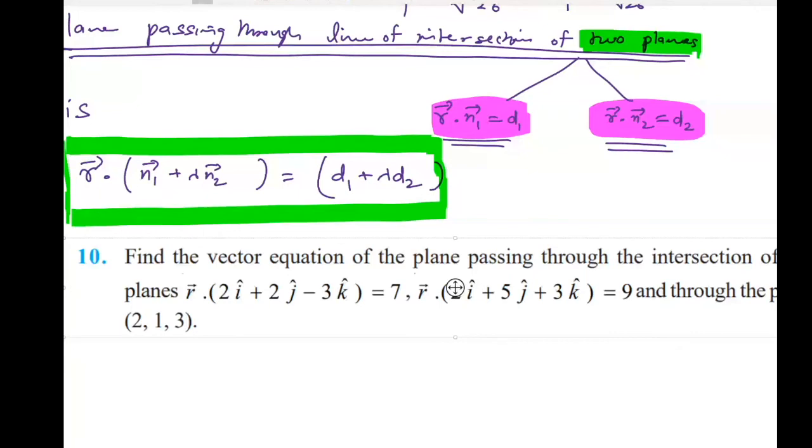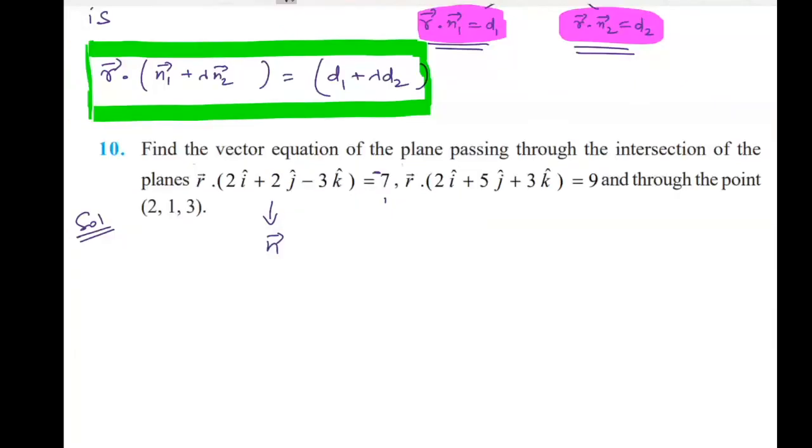Please try to understand it. Very simple question, nothing new. Above is the formula, and this is the question based on this formula. See, even if it is -7, there is no problem. This is n vector, and this is d1.